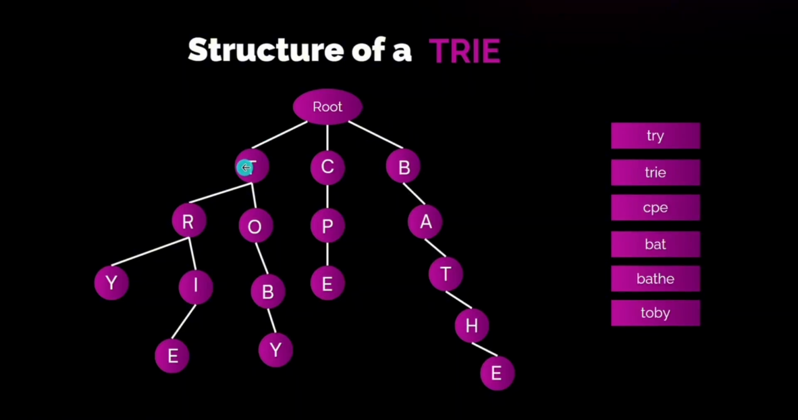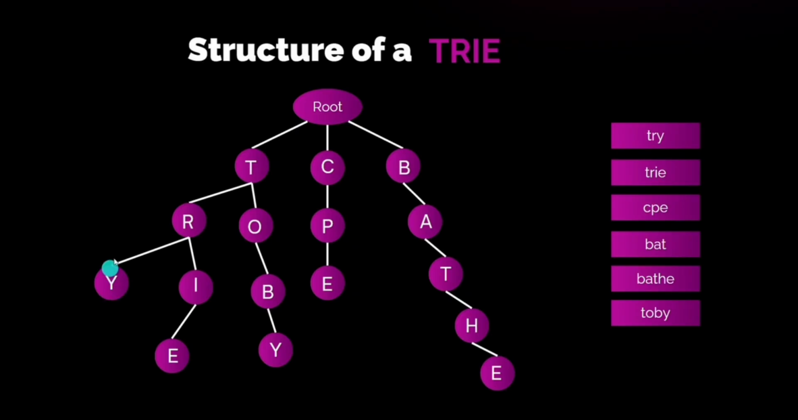So let's start here. So it's T. Let's see the words here. It's try. T. What's next? The next letter is R. So it's here, R, and then Y. There's going to be a Boolean value indicator that says that it's a complete word.